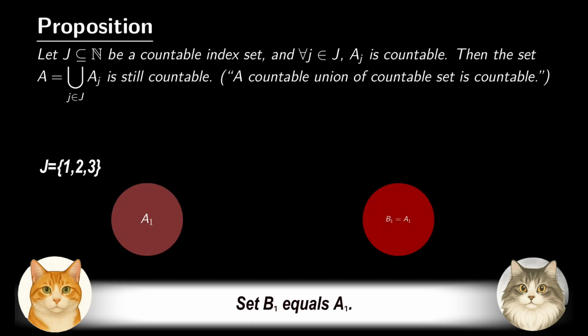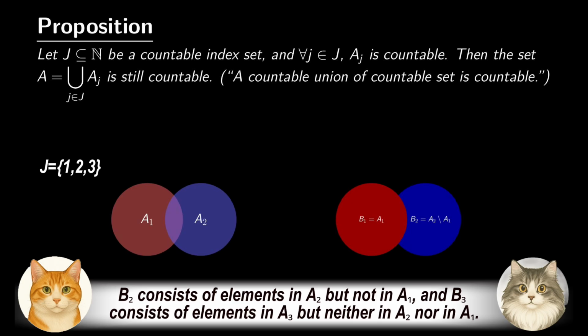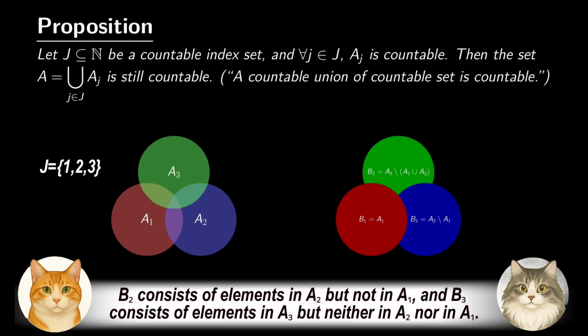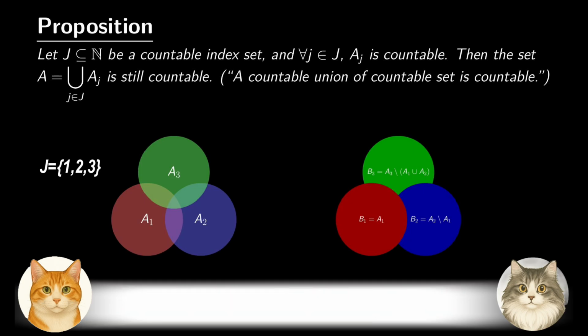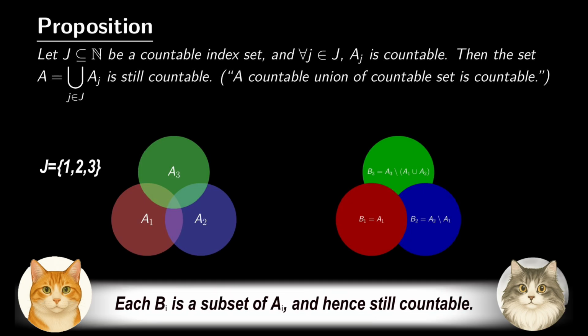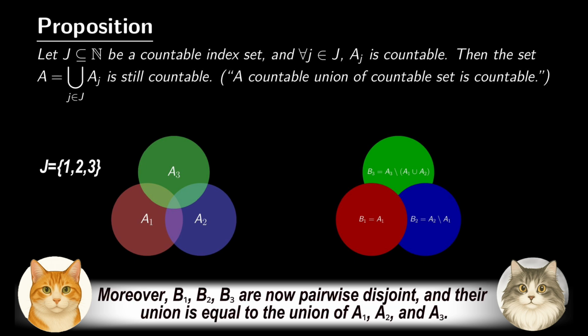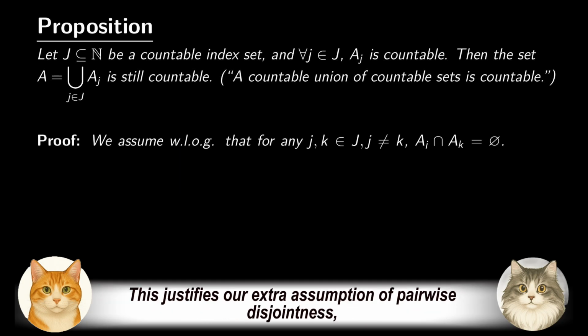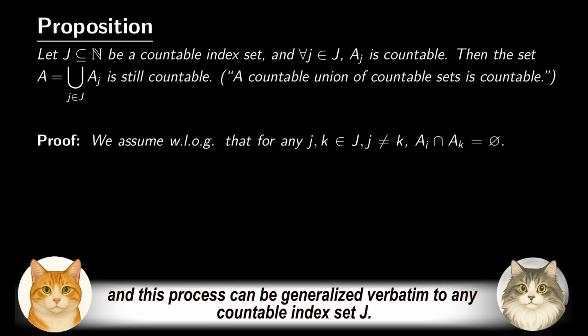Set B1 equal to A1, B2 consist of elements in A2 but not in A1, and B3 consist of elements in A3 but neither in A2 nor in A1. Each Bi is a subset of Ai, and hence still countable. Moreover, B1, B2, and B3 are now pairwise disjoint, and their union is equal to the union of A1, A2, and A3. This justifies our extra assumption of pairwise disjointness, and this process can be generalized verbatim to any countable index set J.